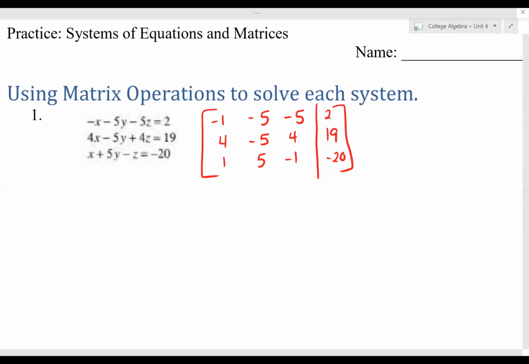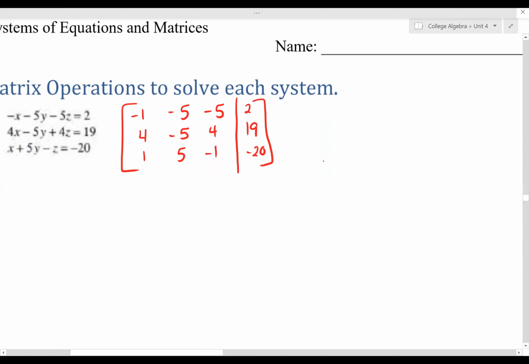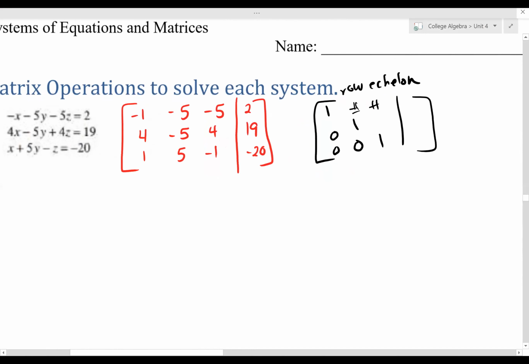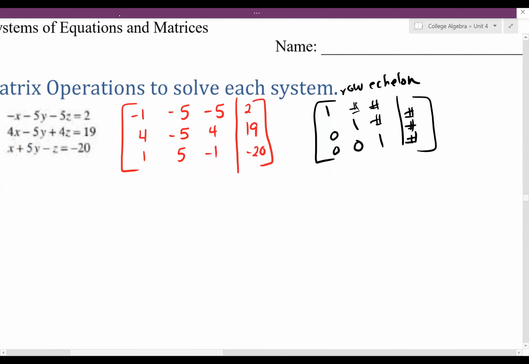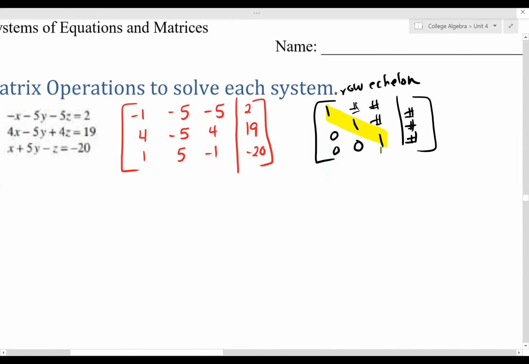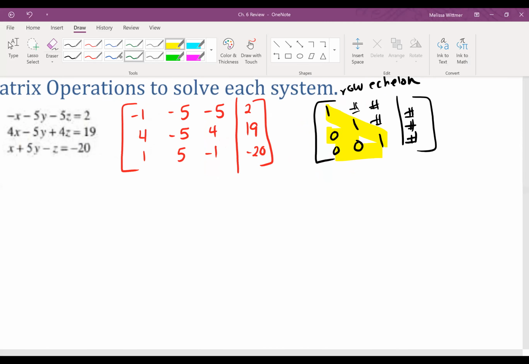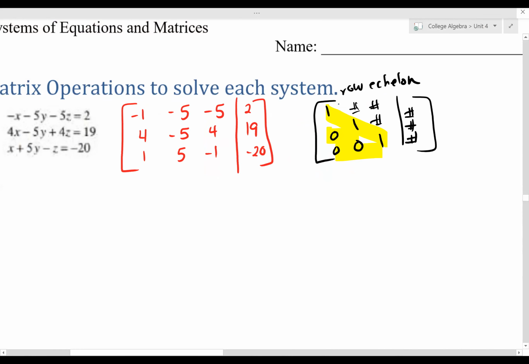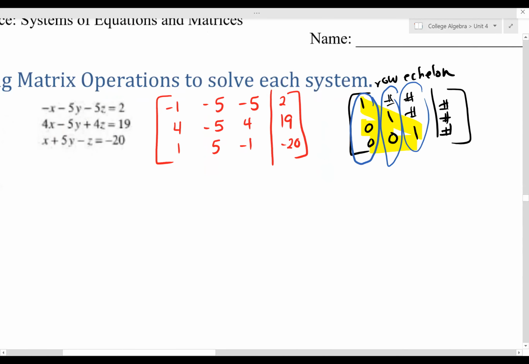Now our goal is to get the matrix in what's called row echelon form, and that's where we have ones going diagonally and the bottom left corners are all zeros. All the other positions are numbers. It doesn't matter what those numbers are, but our goal is to get it set up with the ones going diagonally. And when I do this, my process is I fix column 1, and then I fix column 2, and then I fix column 3.